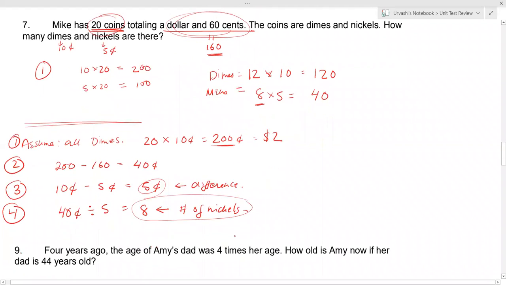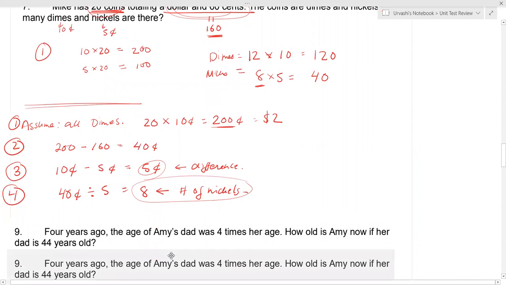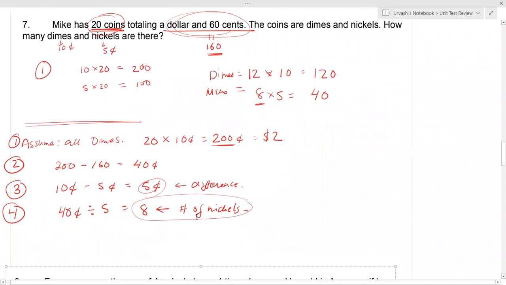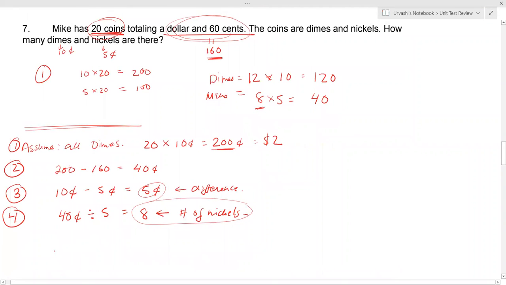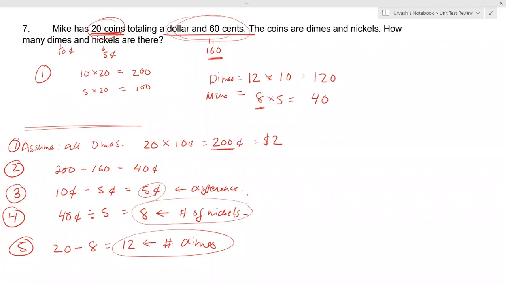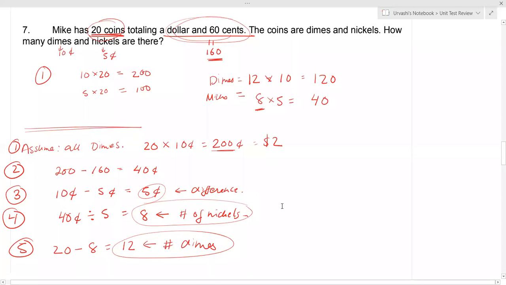How do I find my number of dimes? We have 20 coins, so 20 minus 8 gives me 12. And this is my number of dimes. You guys don't forget this method. This is really important. I think we did it mostly with the farm animals, cows and rabbits, and the chicken and rabbit problem. This is our first lesson. It's been a while. Okay, any questions, guys?